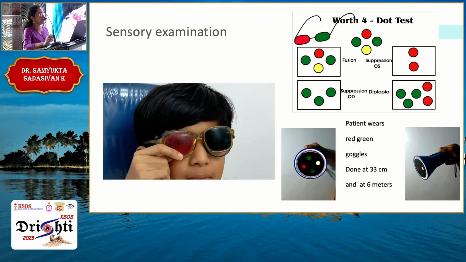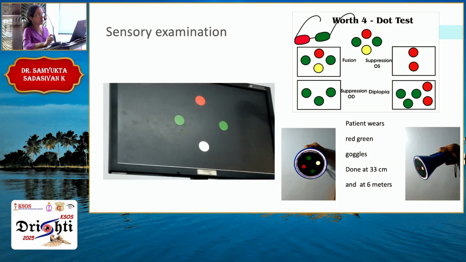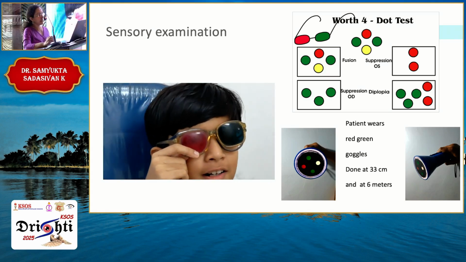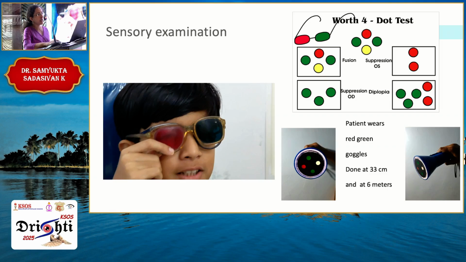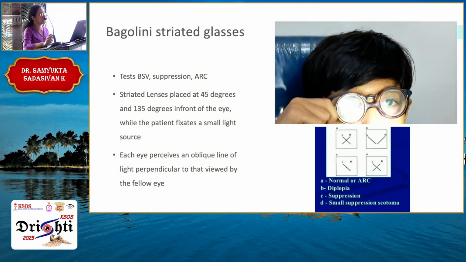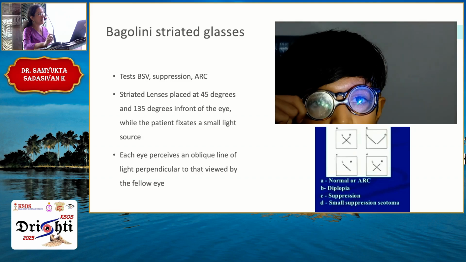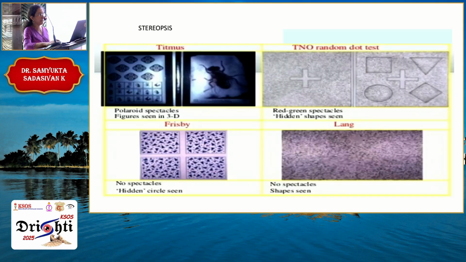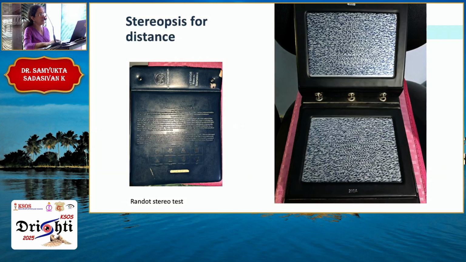Sensory examination follows. You have the Worth 4 dot test. It has to be done for both distance and near. Red-green goggles are worn by the patient, and these are the different responses. With Bagolini's striated glasses, each eye perceives an oblique line of light perpendicular to that viewed by the other eye. Assesses BSV.